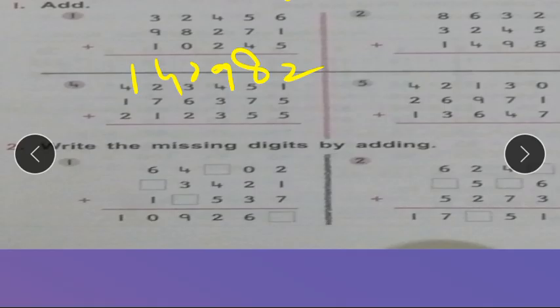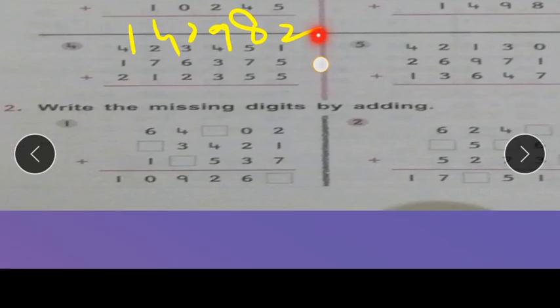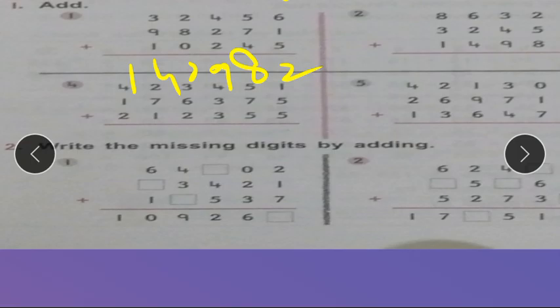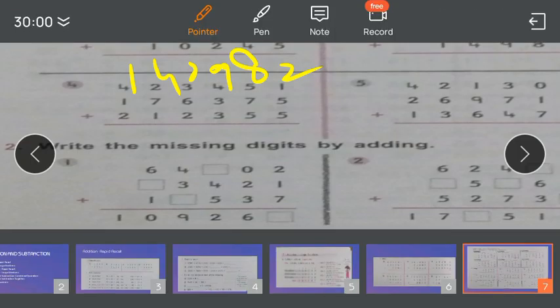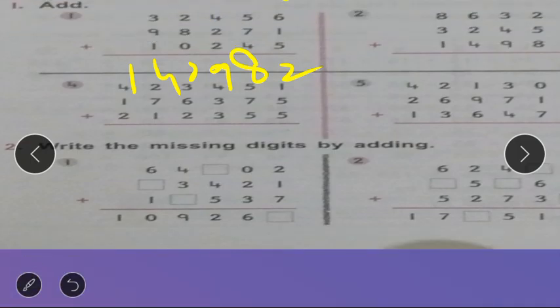Write the missing digits by adding. How will you write the missing digits? 7 plus 1, 8, 8 plus 2, 10. So you have to write 0 here and carry 1. 3 plus 2, 5, 3 plus 2, 5, 5 plus 1, 6. You got the correct answer.